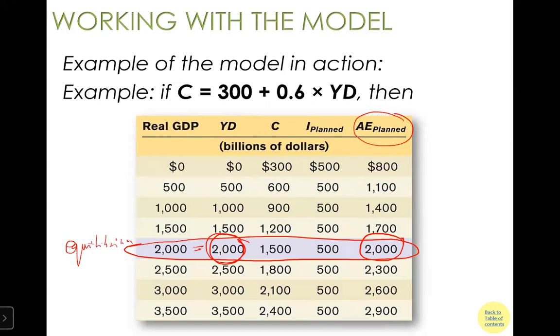Now, the next thing I need to explain to you is what would happen if we are above this row or below this row. Will we come back to this row? If we can come back to this row, what are the forces behind the movement? Those are the main things I'm going to explain to you.